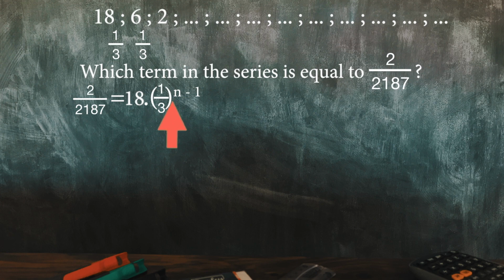Let's see how we will go about doing that. This 18 is the coefficient of this base and the exponent, so we have to get rid of this coefficient first by dividing with it on the left side. That gives us an answer of 1 over 19683, which is now equal to a third to the power of n minus 1. Because this is an equation that has exponents, we would like to make the bases the same. So we would want the 1 over 19683 to become a third.